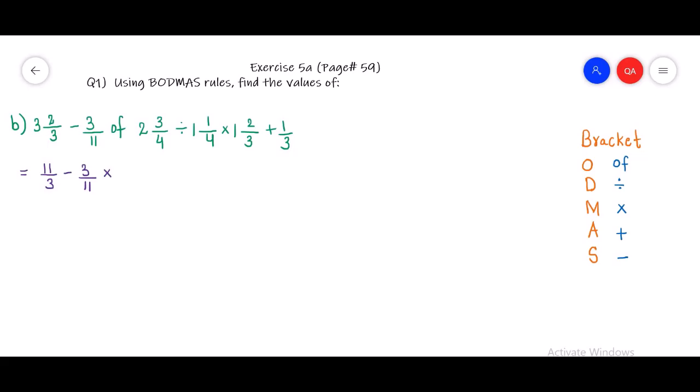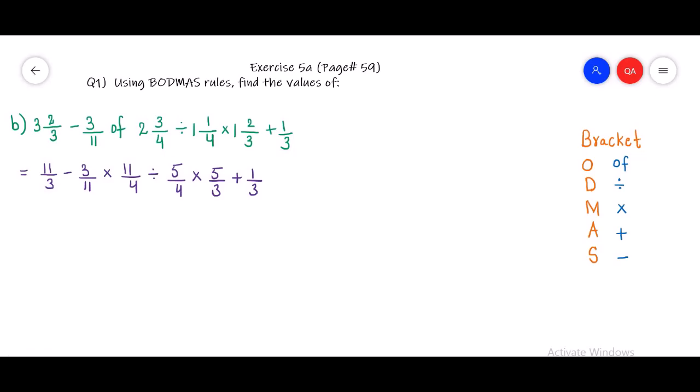4 twos are 8 and 8 plus 3 is 11. 11 by 4 divided by 4 ones are 4, 4 plus 1 is 5. 5 by 4 multiplied by 3 ones are 3, 3 plus 2 is 5. 5 by 3 and plus 1 by 3.